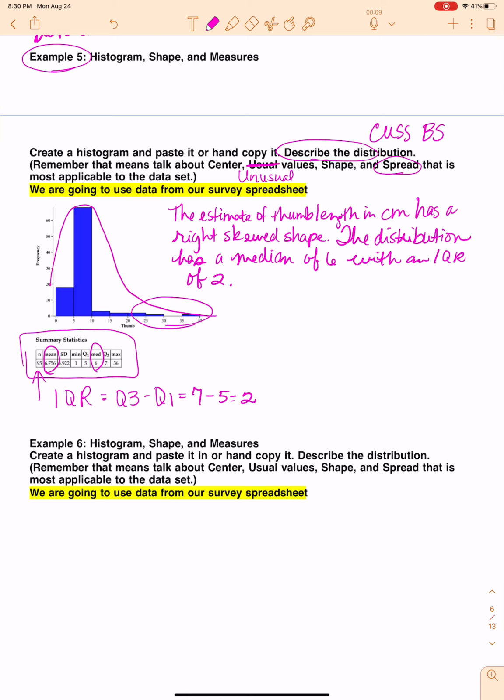All right, so that's how I talk about some of those features. It might help as you're getting used to doing this to make sure you've addressed everything. Have we talked about the center? Yeah, it's got a median of 6. Have we talked about unusual features? Not yet. But have we talked about shape and spread? Yes, we have. So now we're going to address unusual features. By the way, unusual features don't necessarily have to be outliers. You can talk about things that are obvious in the data. So, some obvious unusual things in the data.